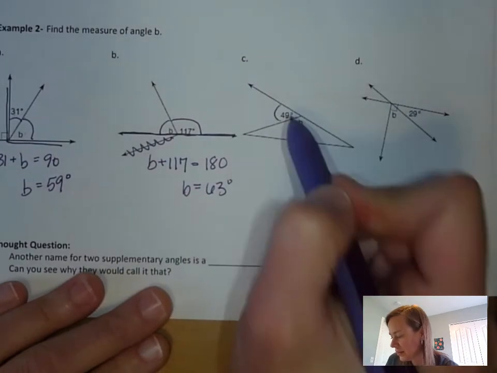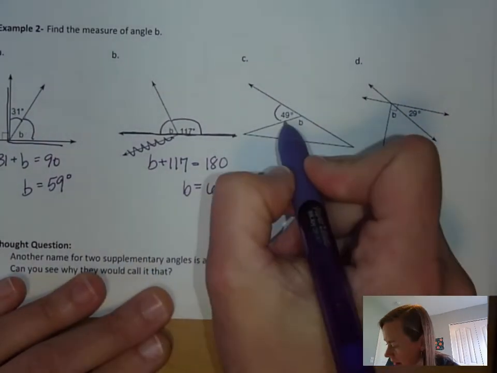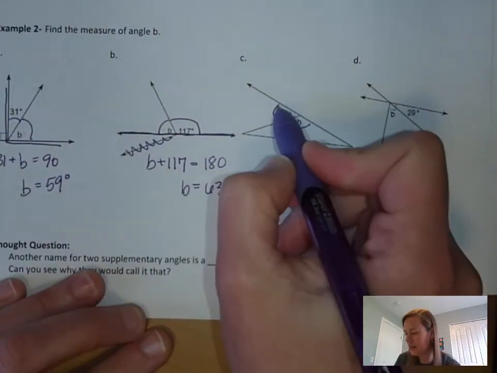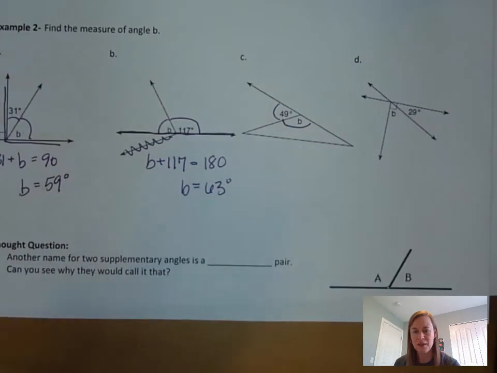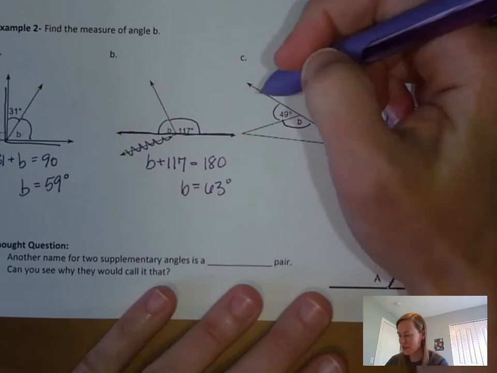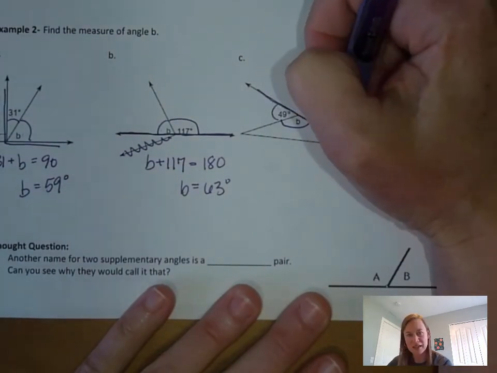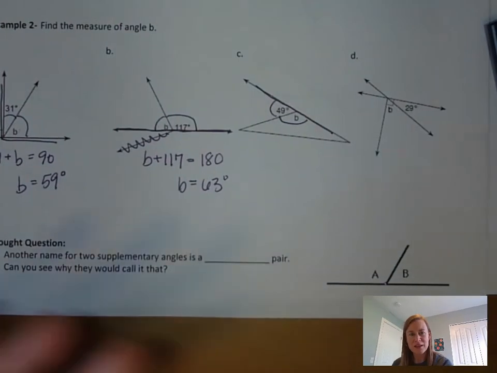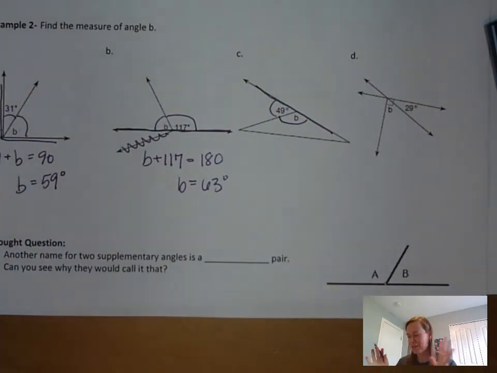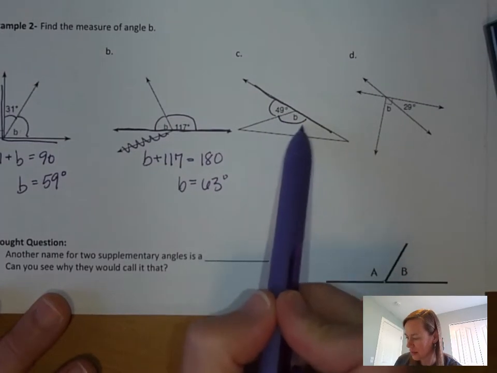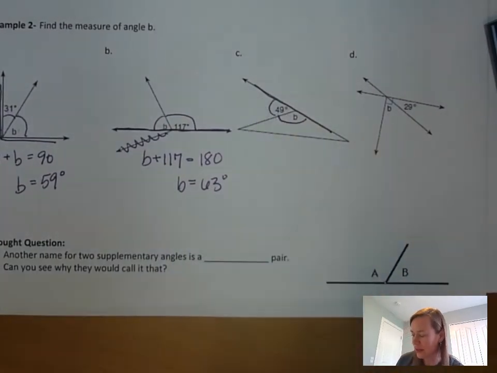Let's look at example C. So we have 49 degrees here, and then we have B right here. So are these two angles coming together to form a right angle, or are they coming together to form a straight line? If you said straight line, that's right. When you put them together, they form this straight line right here, right? And straight lines have how many degrees? 180.